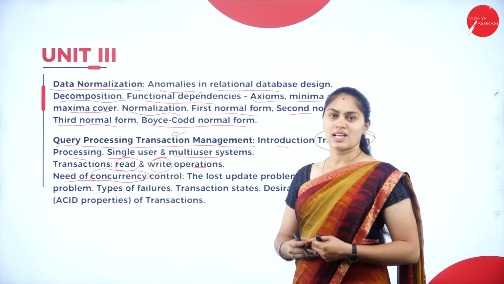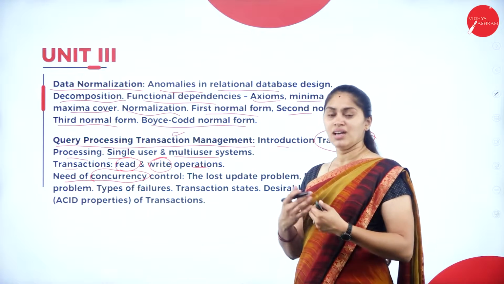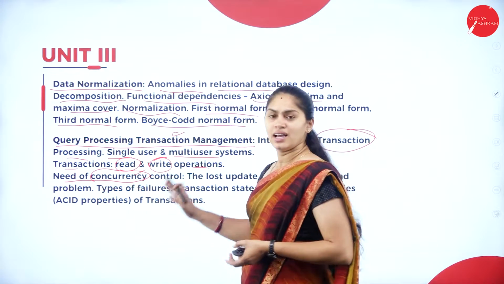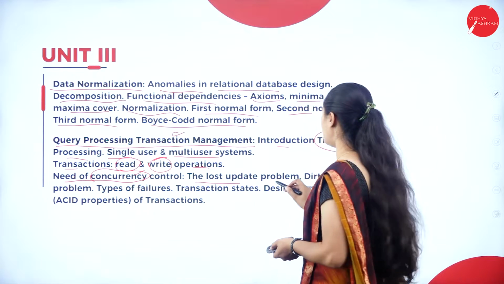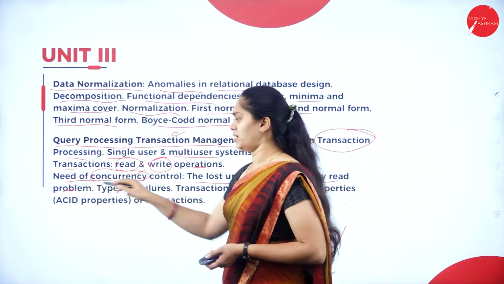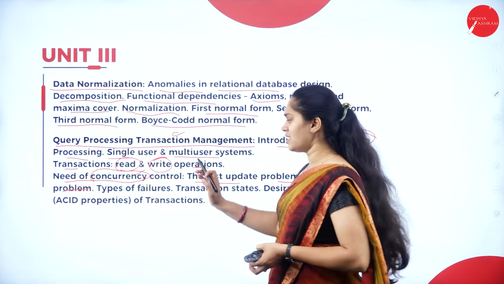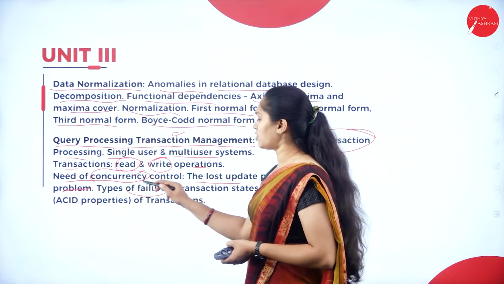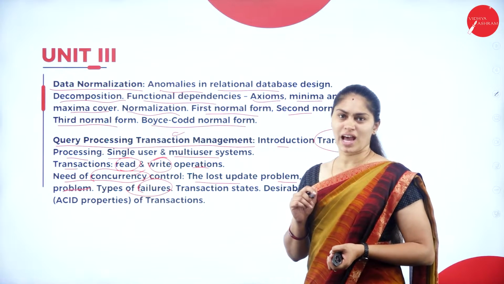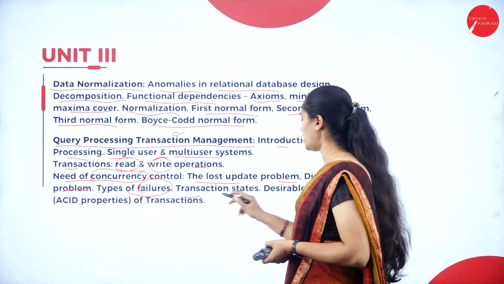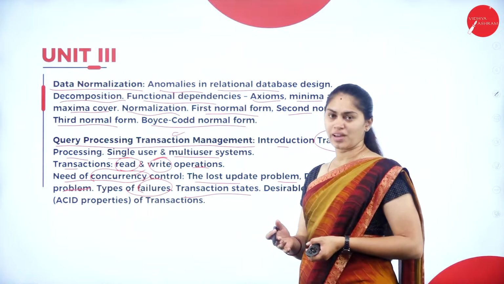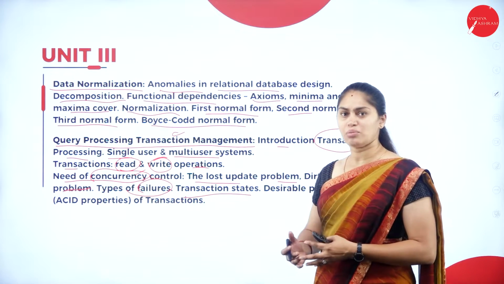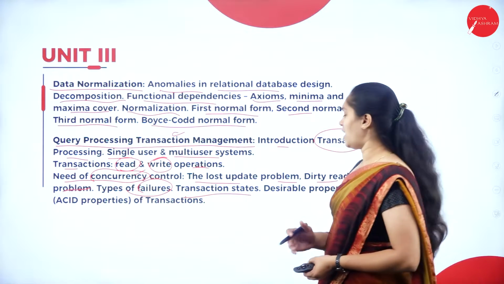Then we call that concurrency. At that time, there should not be any mistakes. In order to do that, we have concurrency control here. That can be the lost update problem and the dirty read problem. So those will help us in having this concurrency control. And then you will be understanding the different types of failures we have in a transaction and the different transaction states we have. There we have the active state, and also the failed state and abort state. So all that you will be understanding here.